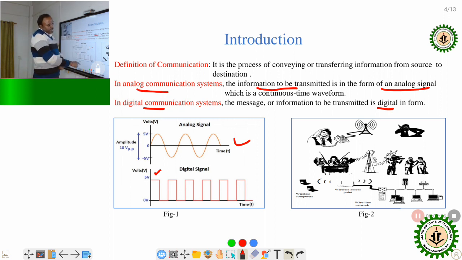Now in this slide, on the right side, you can see different examples of the communication system. There is the telephonic system, there is video transmission, that is, TV transmission systems, and the last ones are the wireless communication system and the computer communication system. These are examples of communication systems.